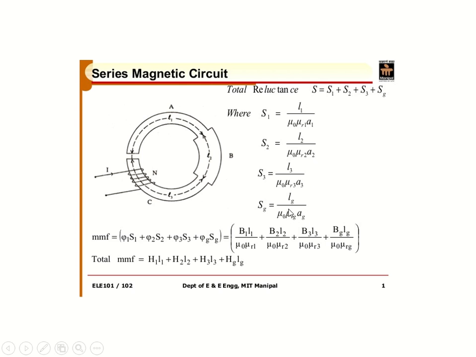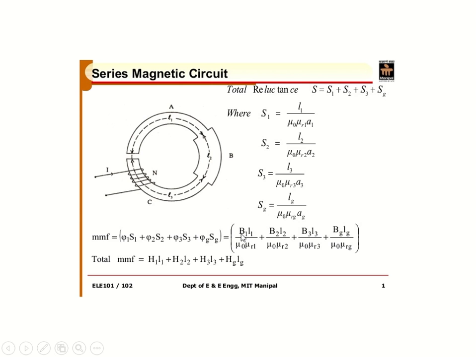Here mu rg is 1. For air gap it is 1. And total MMF is phi 1 S1 plus phi 2 S2 plus phi 3 S3 plus phi g SG. And what is phi? Flux is flux density into area. B into A is phi g.